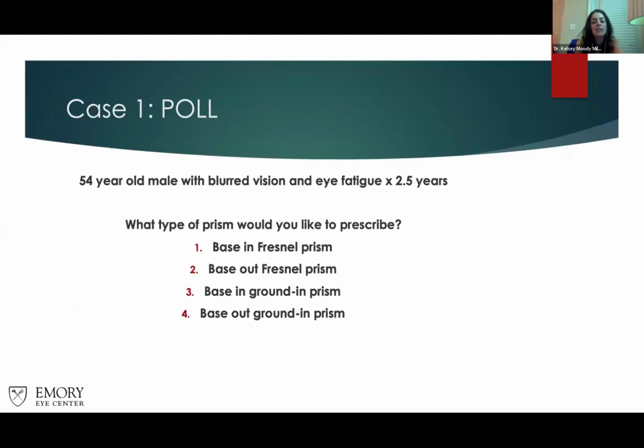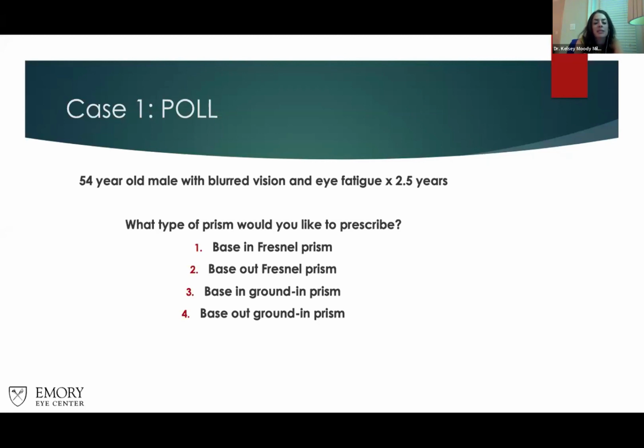And so what type of prism at this point would you like to prescribe for this patient? So we have base in Fresnel prism, base out Fresnel prism, base in ground in prism, and base out ground in prism. All right, so most of you would like to prescribe base out Fresnel prism, and I agree with that. Fresnel prism is definitely the best option because we don't know the cause.